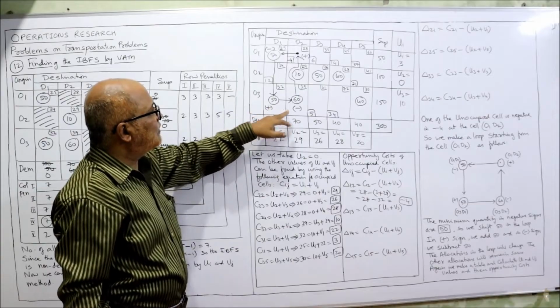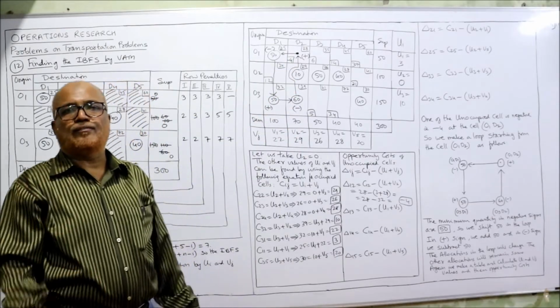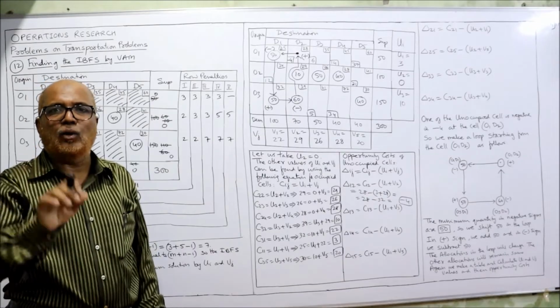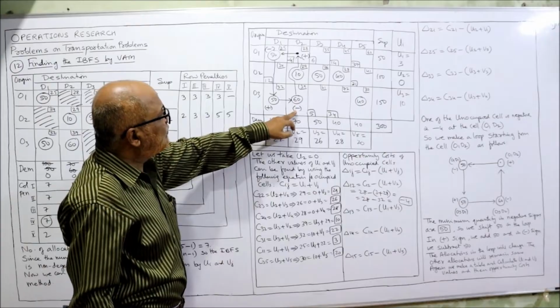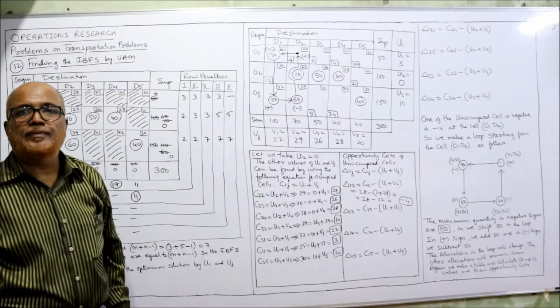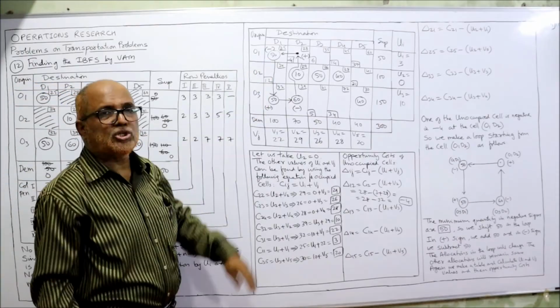Then down, positive, then negative, then back home, right? Now you observe the negative signs and allocations. This negative sign, allocation 50. This negative sign, allocation 60. So which is the minimum allocation? 50 is the minimum allocation.